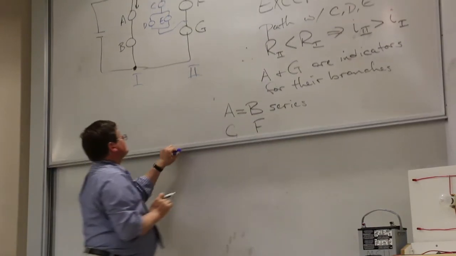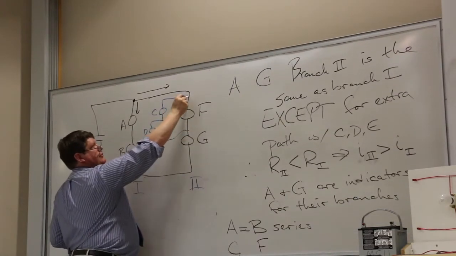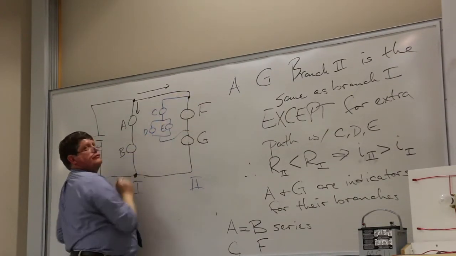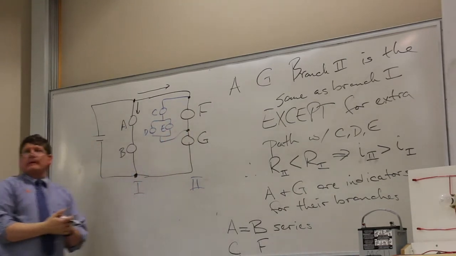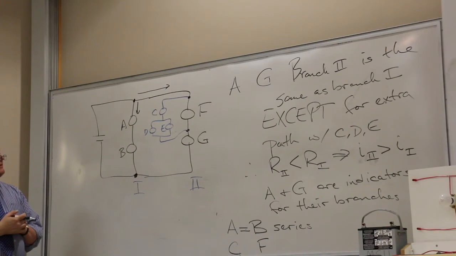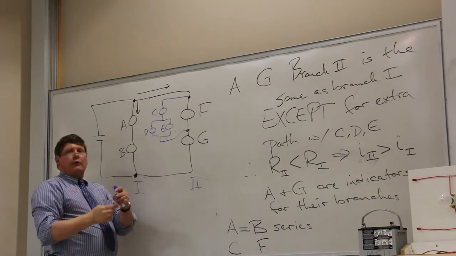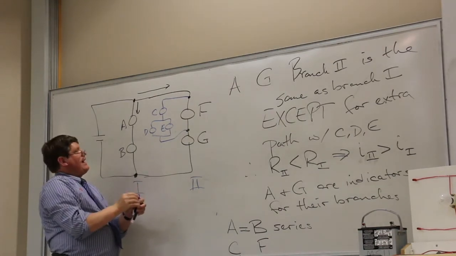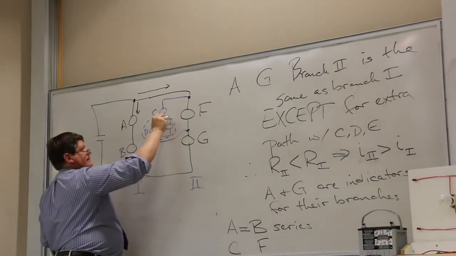Okay. If I'm comparing C and F, I'm essentially asking how does the current split there and come back together there? Well, I've got a hard path and an easy path, and this is the hard path, this is the easy path. To tell which is the hard path, I circle the new stuff. D and E.